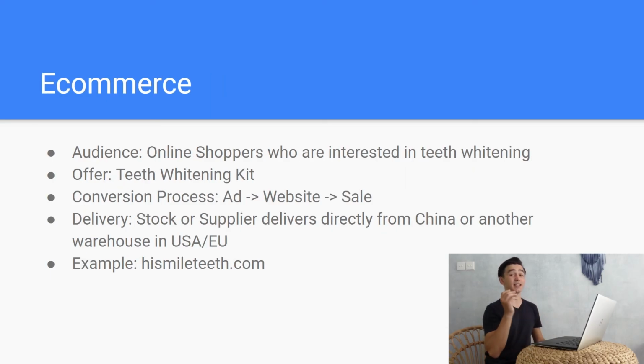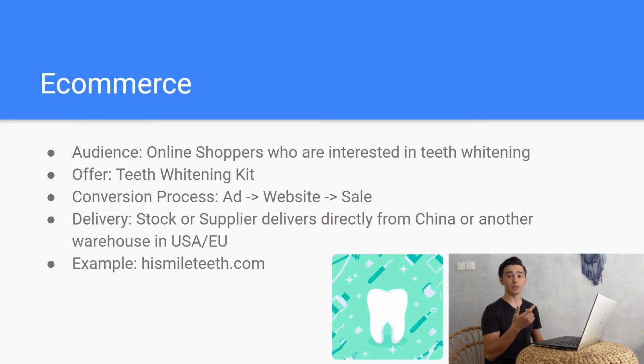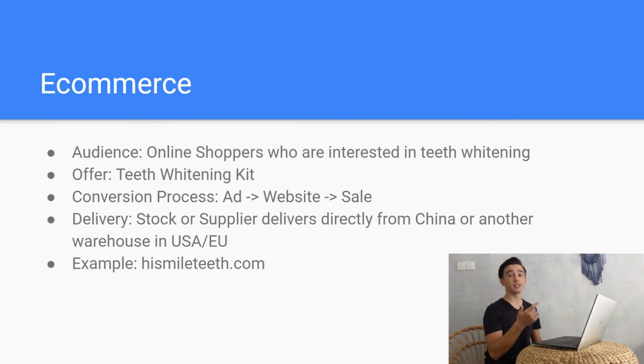And the last one is e-commerce, which is one of the most scalable business models. And for this example, I chose Hi Smile Teeth, which is a company, and their offer is teeth whitening kit. This is what they sell. And their audience is online shoppers who are interested in teeth whitening. You see, they chose one offer, one audience. Even though they're making like 10 million probably a year, they chose one offer, one audience, and one conversion process. Maybe now they have more products since they grew, but in the beginning they only had one.